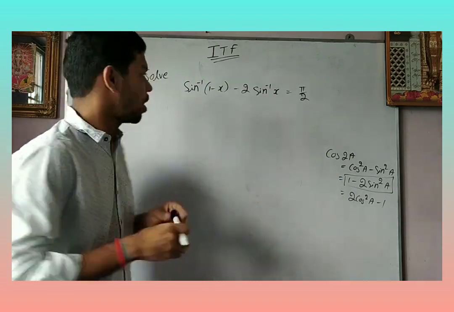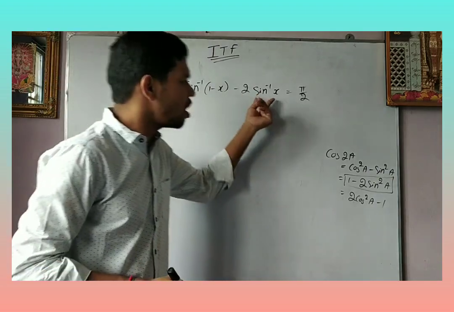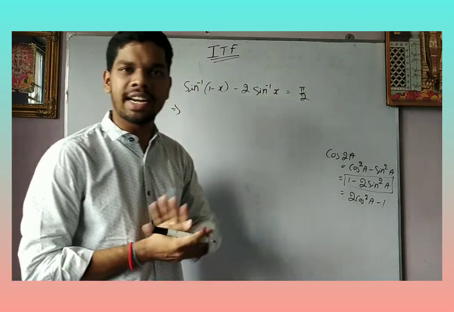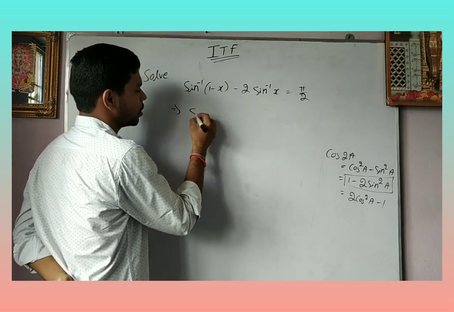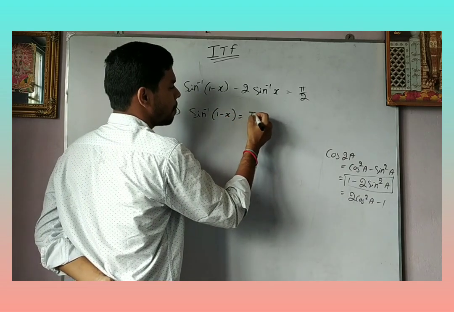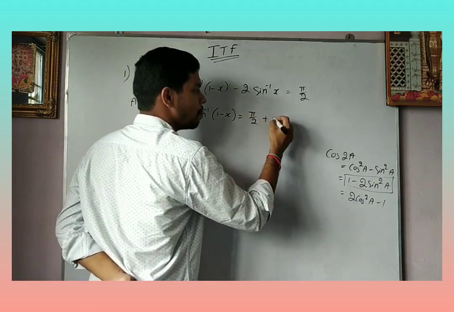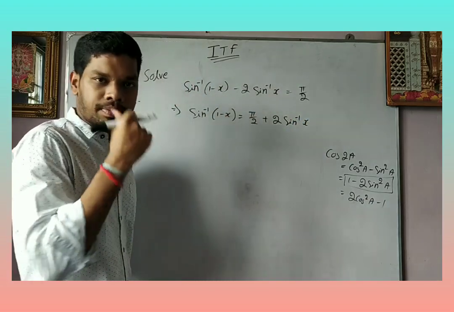First, step 1. Choose any one function and take it to the right hand side. I will take the second term. Sin inverse (1 minus x) is equal to pi by 2 plus 2 times sin inverse x.